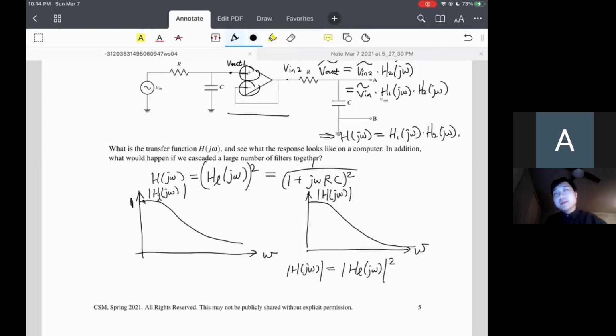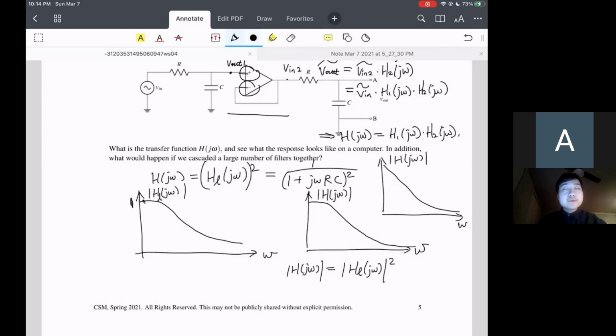So the same logic applies as we cascade together multiple filters. Since we are just taking the magnitude of this transfer function to a very large power, it means that our magnitude plot is just going to be steeper and steeper. In particular, when you have something like 10 filters cascaded all together, it's actually going to look like this. Very different from what we previously had.